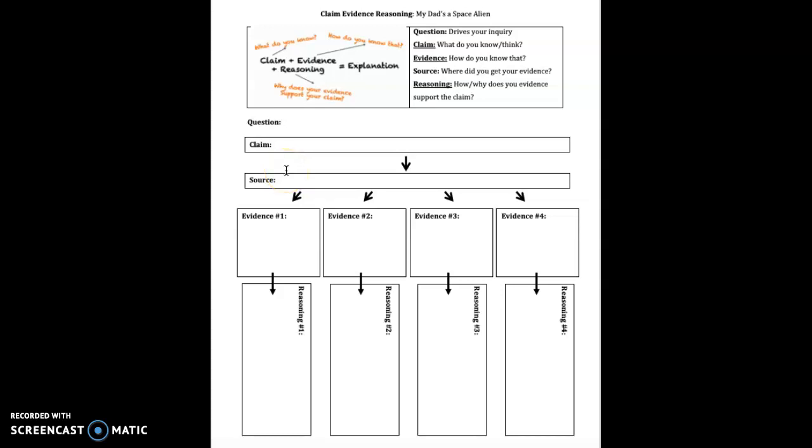Hi guys. Okay, I'm going to be going through the claim, evidence, reasoning "My Dad's a Space Alien" with you. I've tried a million times to write this out and record it on my iPad and upload it to YouTube, and it's just been tech problems on tech problems on tech problems. So I'm going to try it like this and see how it goes. So we're going to start.